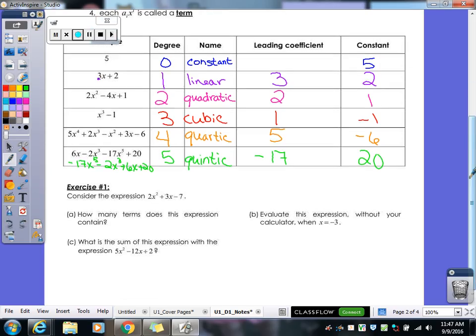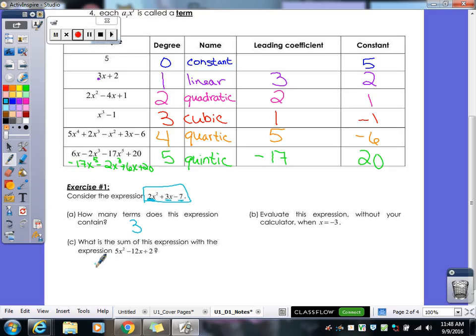Okay, so consider this expression right here. 2x squared plus 3x minus 7. How many terms does it have? I heard somebody say it. It has 3. What separates our terms? The signs, your plus sign and your minus sign. So this is our first term, there's our second term, there's our third term.